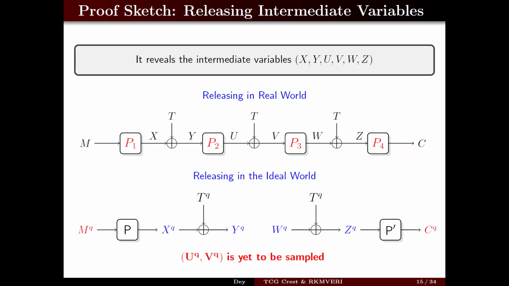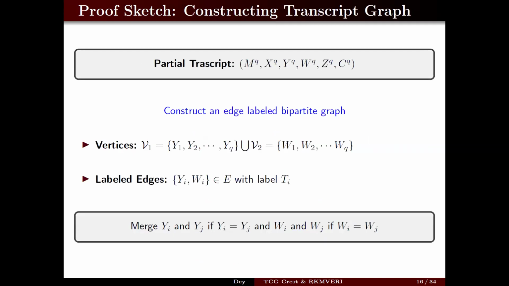First he will sample these x and z values without replacement, and then set y equal to x dot t and w equal to z dot t. Now it will only remain to sample u and v values. Depending on this partial transcript, we will construct an H-labeled bipartite graph whose vertices are y1, y2, ..., yq, and w1, w2, ..., wq. We put an edge between them with the label ti, and we treat 2 vertices as different even if they have the same values.